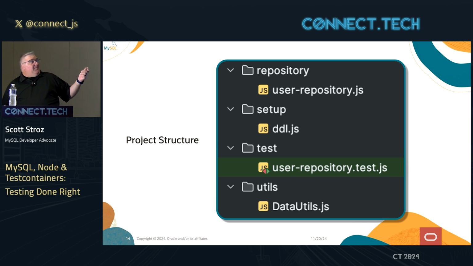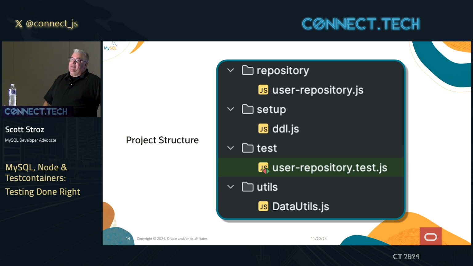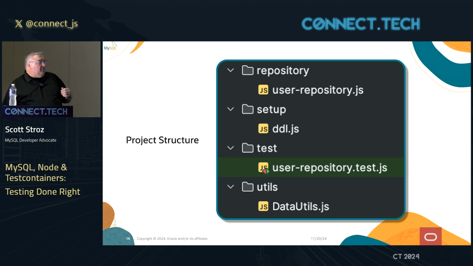Then I usually have a setup folder. In this particular demo, I have a ddl.js file. What the ddl.js file does is actually set up the database once the test container starts running. My test folder, or my test file, is user repository.test.js.